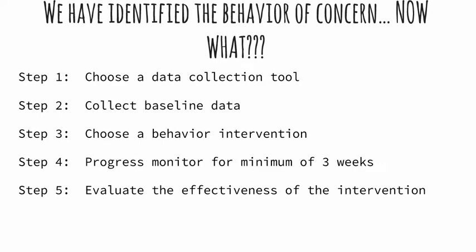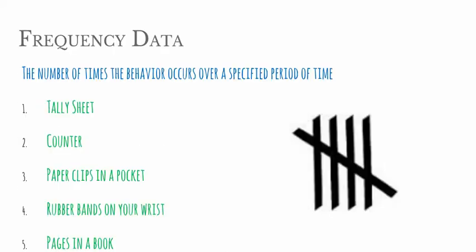The first option for data collection is frequency data. Frequency is the number of times the behavior occurs within a specific time period. This should be determined by the team prior to starting data collection. For example, you may want to track how often a student is out of their seat or throws objects over a specific period of time.